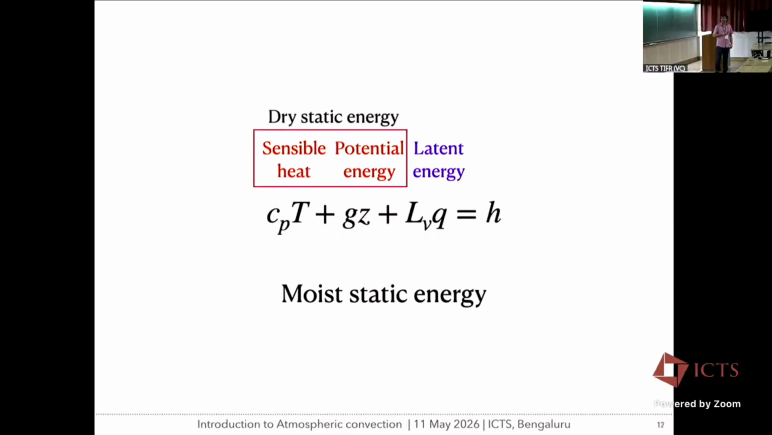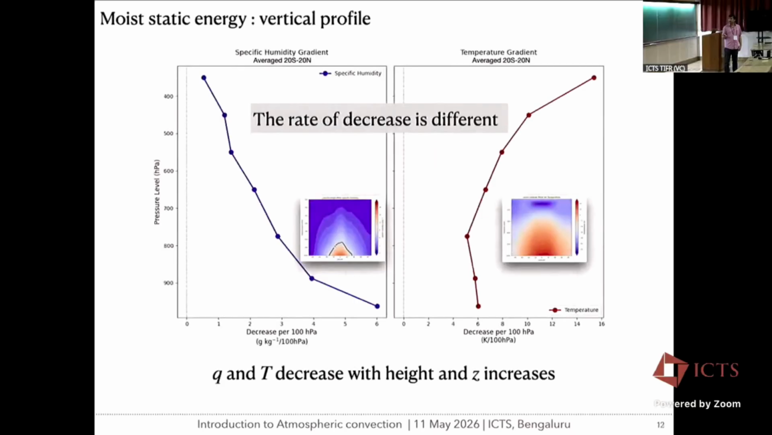And then, just to code it with color, I have written latent energy in blue and the other two energies in red, because we can group these two and call them dry static energy. And then comes the moisture part, which is latent energy. And these three terms give us moist static energy, and we will see how it changes with vertical profile. What is its vertical profile?